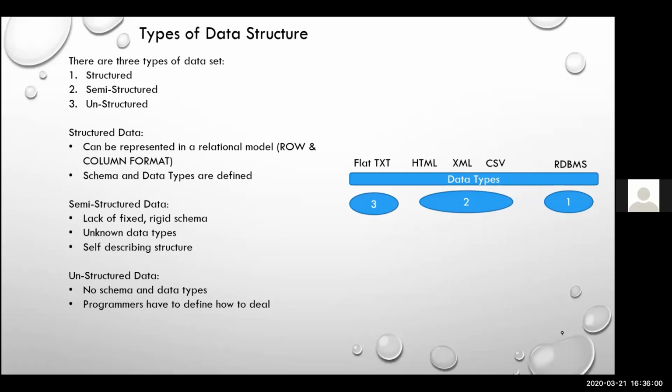So in unstructured data, there is no schema, there are no data types. So if we need to deal with unstructured data, the programmers or the data engineers have to decide, based on the use case, how to deal with the data. For example, whenever we are searching, Google is searching all the available websites they have indexed.